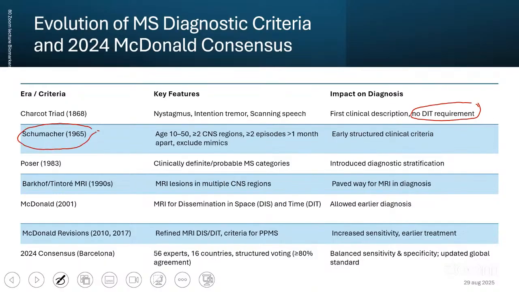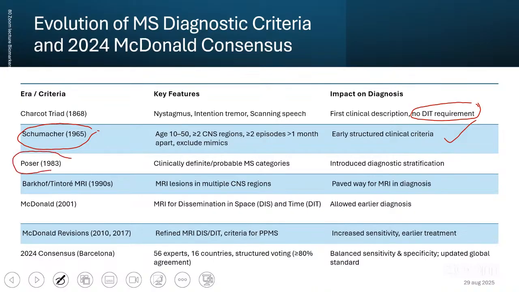Age between 10 and 50, more than two CNS regions, more than two episodes, more than 1 month apart, excludes mimics: early structured clinical criteria. These are the first ones which come. And then when I was doing MD, the Poser criteria came.